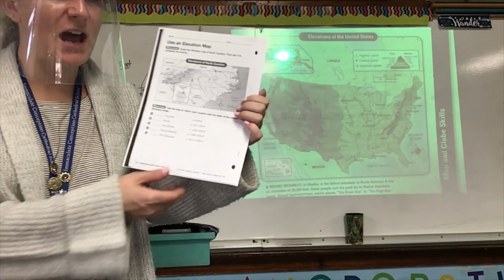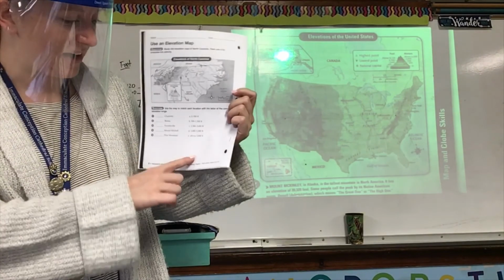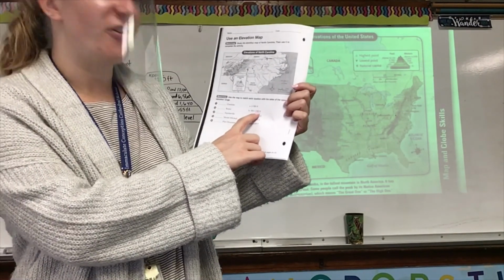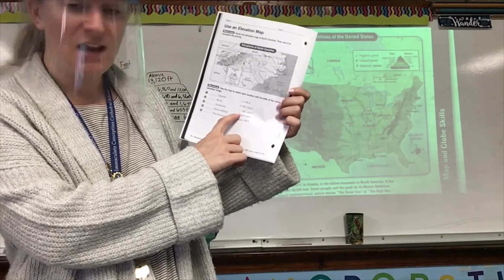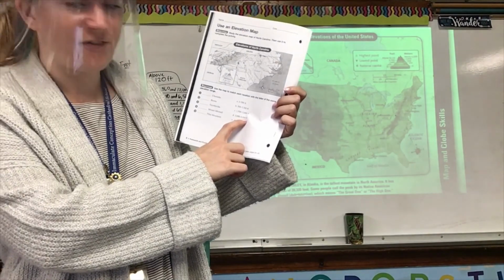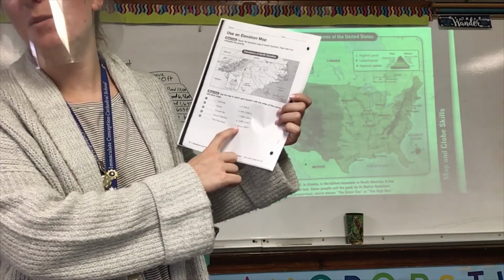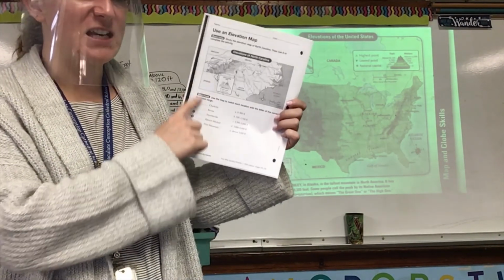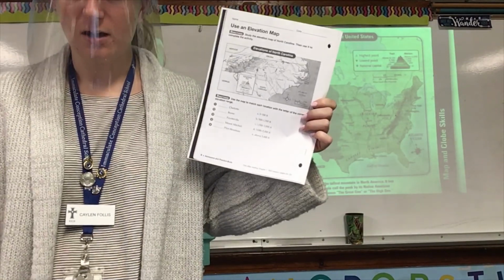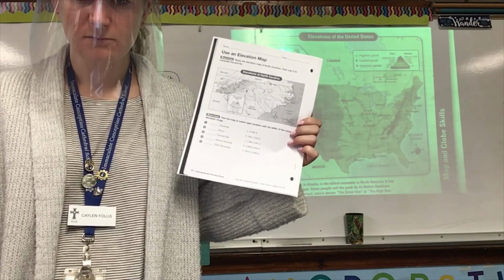So you're going to do that with each of those and then match it to the letter. So A is 0 to 500 feet. B is 500 to 1,500 feet. C is 1,500 to 3,000 feet. And D is 3,000 to 5,000 feet. Oh, and E is above 5,000 feet. So find each of these cities, look at the dot next to it, and look at the pattern of the land behind it. Go ahead and begin.